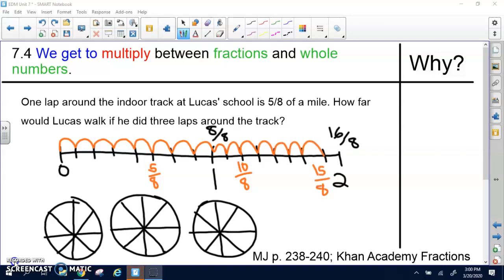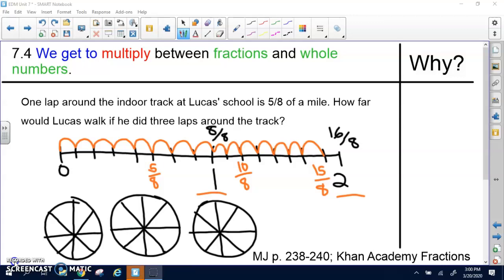On pages 238 and 239, it will ask you between which 2 wholes the answer lies. In this case, 15/8 is in between 1 whole and 2 wholes. So the answer to that would be between 1 whole and 2 wholes.